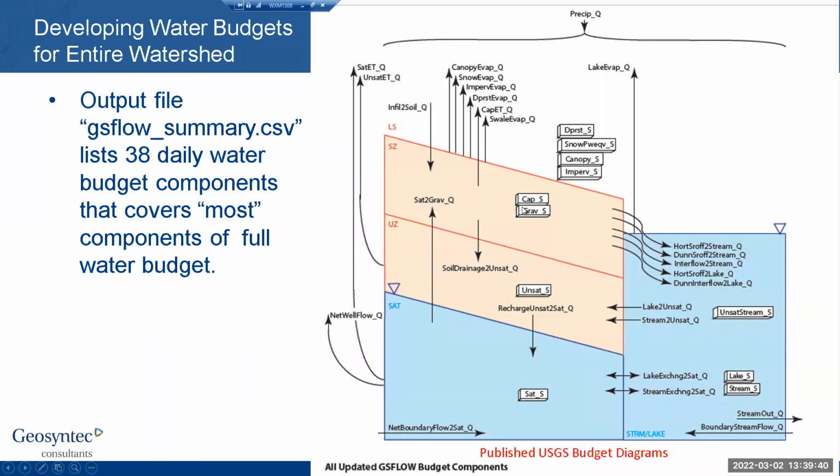And then we have the cap ET, that's evaporation from the soil, change in storage in soil. And then we have this drainage, soil drainage from the soil to unsaturated zone. We also have this component, which when the water table is high enough, it discharges back into the soil zone. And that's called sat to graph Q, or in MSFlow, it's called surface leakage. We have the pumping here. That's the net well flow Q. That's the pumping from the saturated zone. We have exchange between the saturated zone and the lakes and streams.